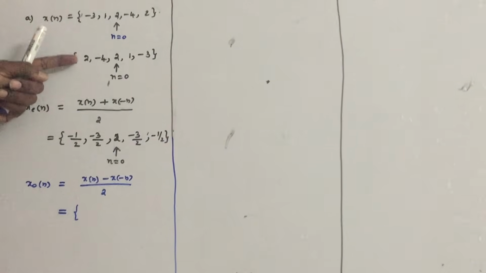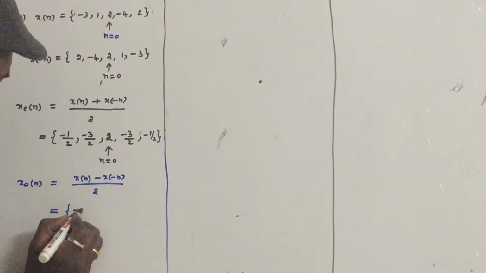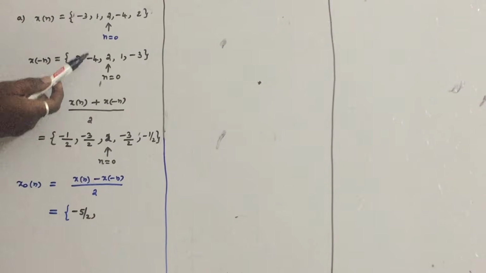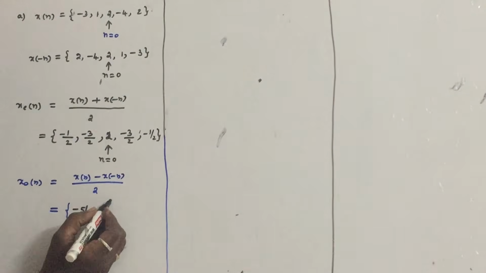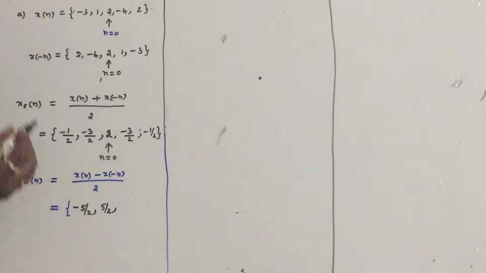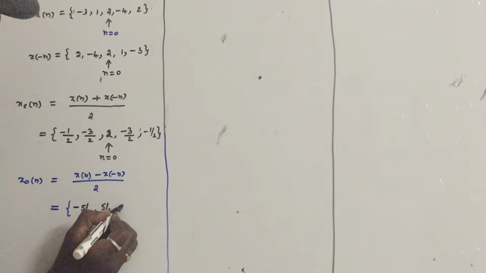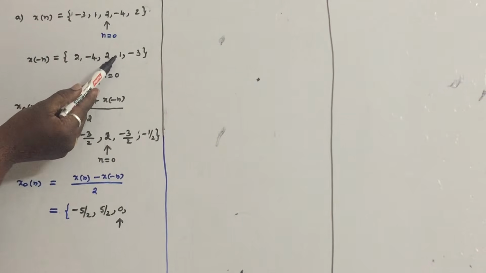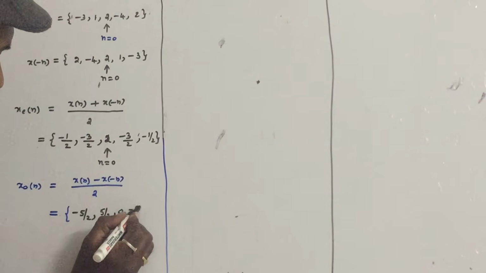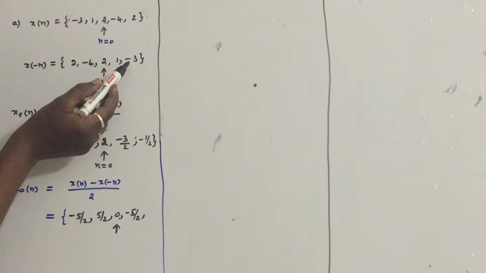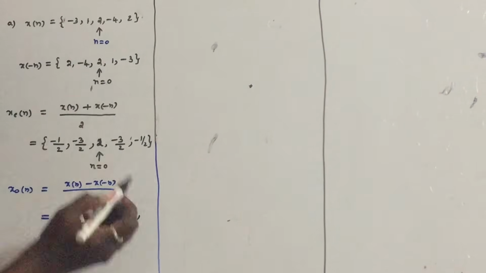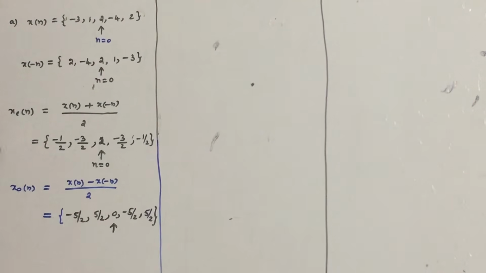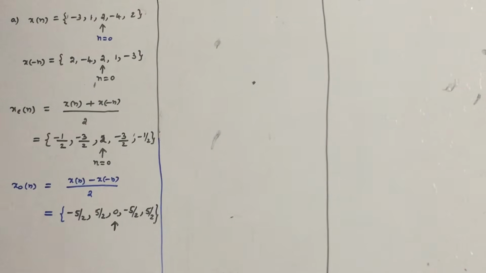Minus 3 minus 2, so it will become minus 5 by 2. 1 minus of minus 4, it will become plus 4. 1 plus 4, 5, it will become 5 by 2. Then 2 minus 2 divided by 2, so it will become 0. Keep arrow here. Towards the right side, minus 4 minus 1, minus 5 by 2. So it will become minus 5 by 2. Last one, 2 minus of minus 3, it will become plus 3. 2 plus 3, 5. So 5 by 2. So this is the odd component of the given signal. In this way you can find out even and odd components.